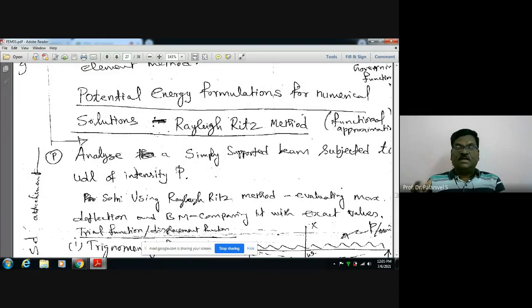If you take any deformable body, why does a body deform? Under the action of external load acting on it. When it deforms, it is an elastic body. There are internal forces set up in it. If you remove the loads, the internal forces do work and take the body back to its original position. That's why it is called an elastic body. You know all these facts, right?